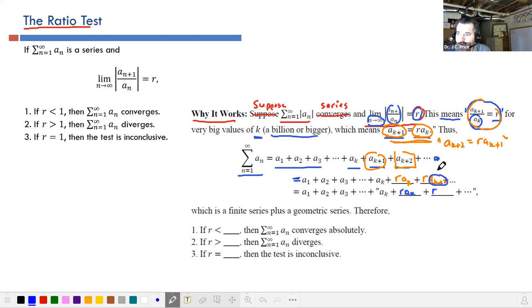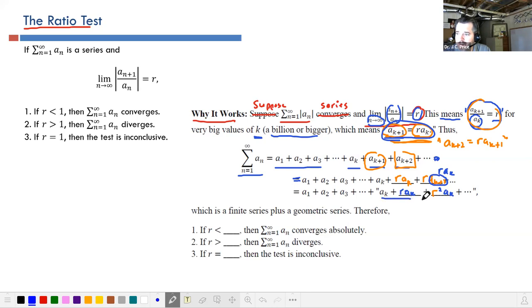Well, that's just r, and that's another r. Let's try it like this. I like to color code this. It's kind of nice. And so I have this R here, and then this is another R times A sub K, because again, it satisfies that equality. And so then here, R times R is just R squared times A sub K. And so plus dot, dot, dot.